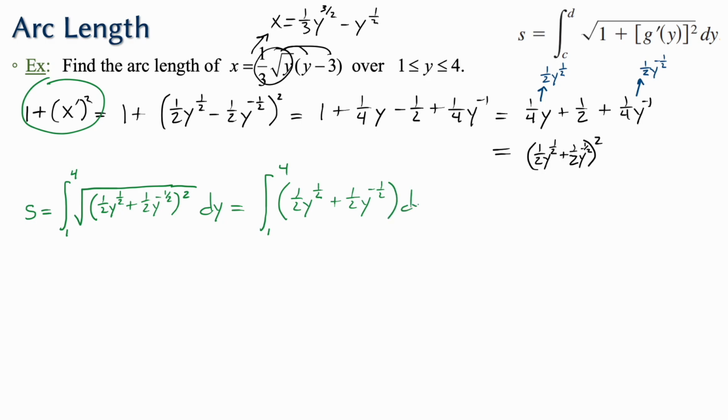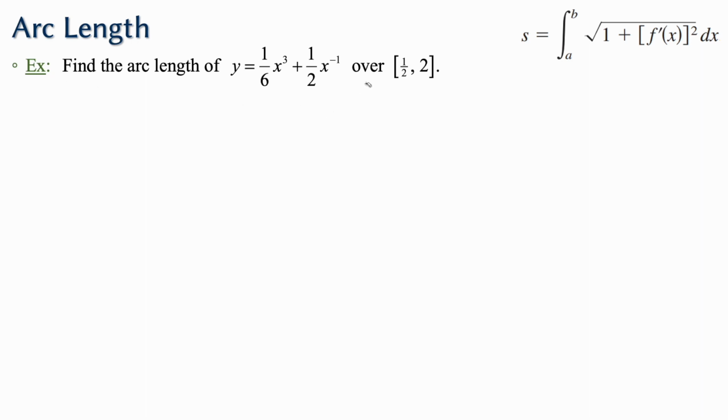And by power rule, I'm actually able to find that antiderivative. So this is going to work out to be 1/3 y to the 3/2. Remember, you have to add to the exponent first, plus y to the positive 1/2. And then, of course, we're going to evaluate that from 1 to 4. And when you work all that out, that works out to be a length of 10/3.